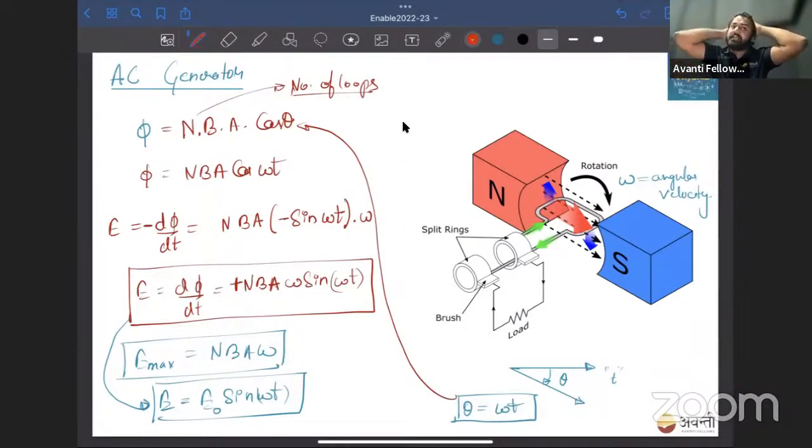Okay. So the AC generator is the reason why this current direction is changing. And since it is changing, it is altering. That's why it is called alternating current.